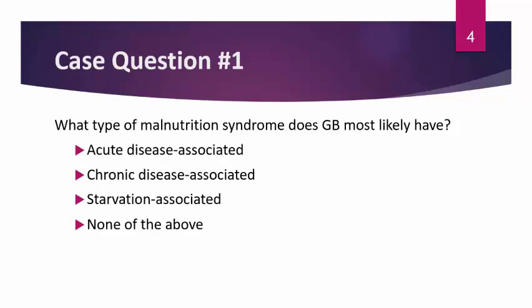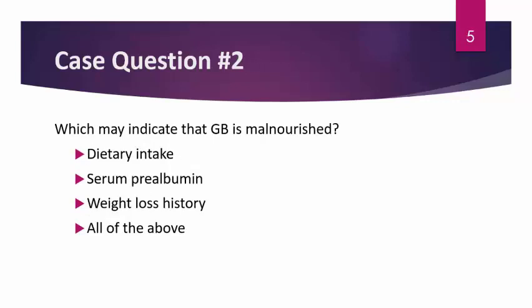Question 1. What type of malnutrition syndrome does GB most likely have? Acute disease associated, chronic disease associated, starvation associated, or none of the above? Question 2. Which may indicate that GB is malnourished? Dietary intake, serum prealbumin, weight loss history, or all of the above?